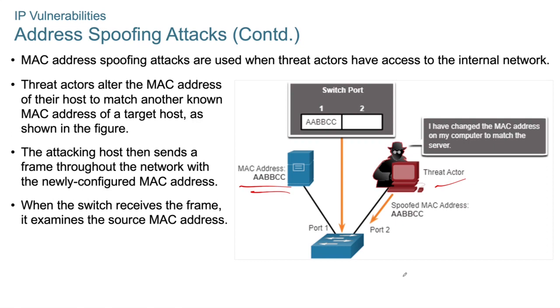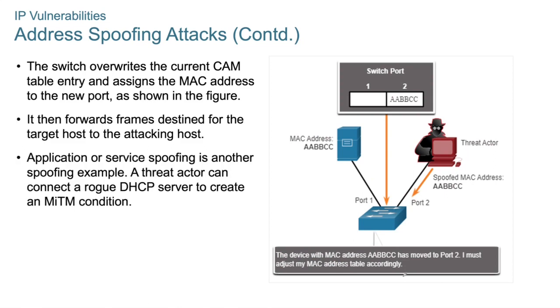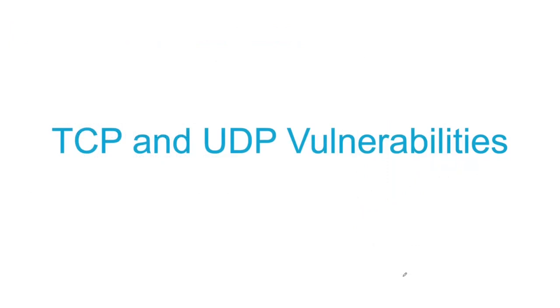So when the switch updates this CAM address table here, then application or service spoofing is another spoofing example. The threat actor can connect to a rogue DHCP server to create a man-in-the-middle attack here. So the legitimate device finds that the device with this MAC address is the threat actor, and then it tries to connect with the rogue server. So these are some of the IP address vulnerabilities.